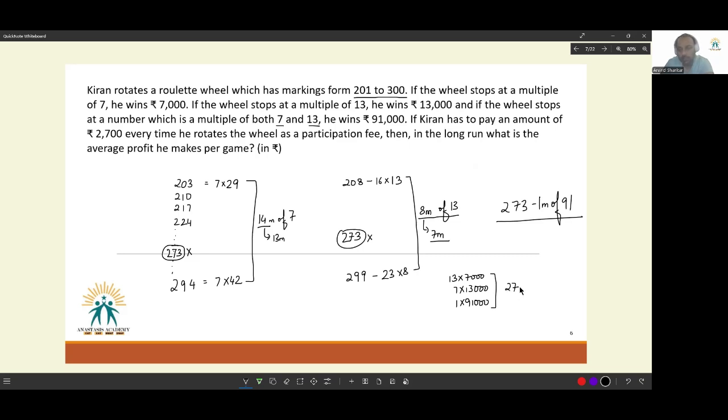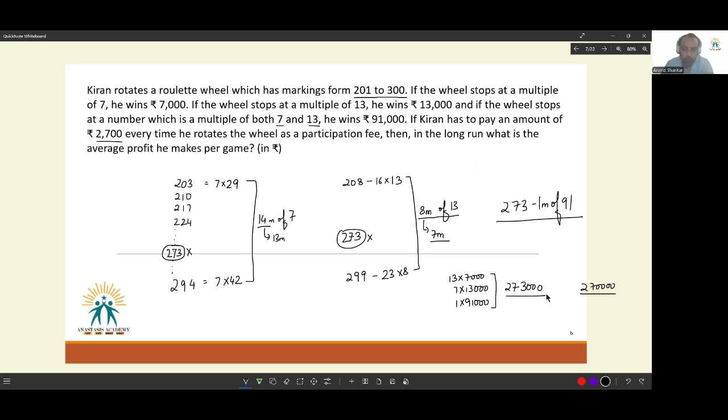So overall earning is 27,000. Sorry, 2,73,000. The overall earning is 2,73,000. Now, Kiran is paying an amount of 2,700 every time he rotates the wheel as a participation fee. So, this is the potential earning in 100 throws. His cost is going to be 2,700 into 100 or 2,70,000.